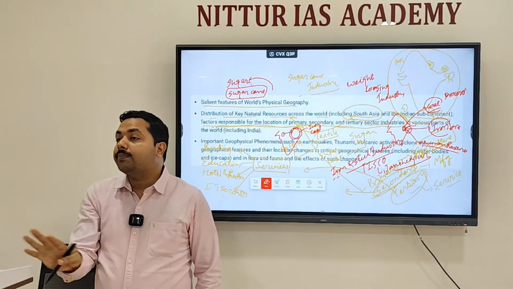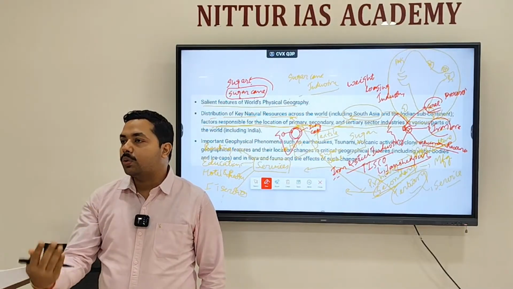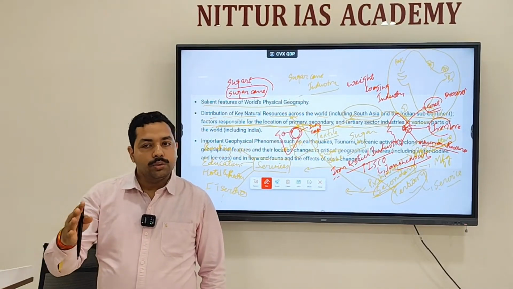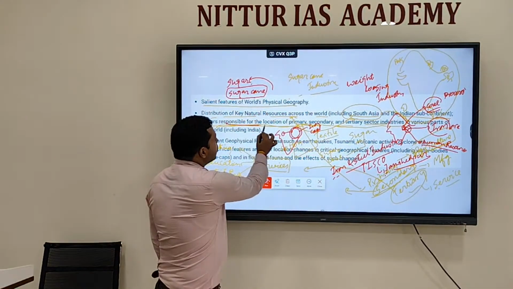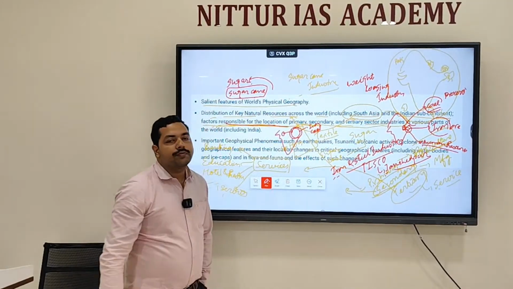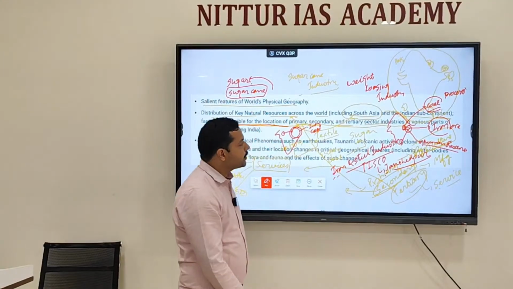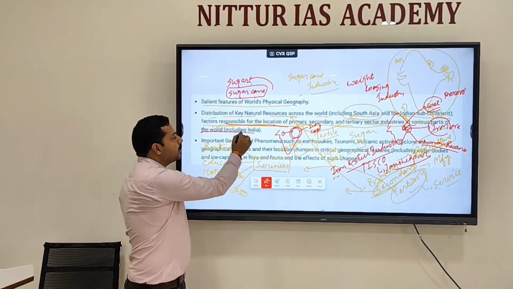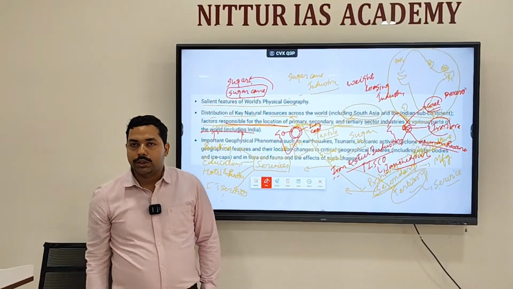So you are not setting up things anywhere in India. You are seeing what is required for setting up those industries, then you are setting up those industries in those areas. Clear? So that's what you have to study: factors responsible for location of primary, secondary and tertiary industries in various parts of the world, including India. So you have to study not only with regard to India, but also with regard to the world.